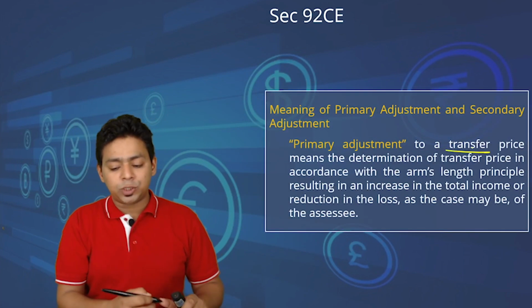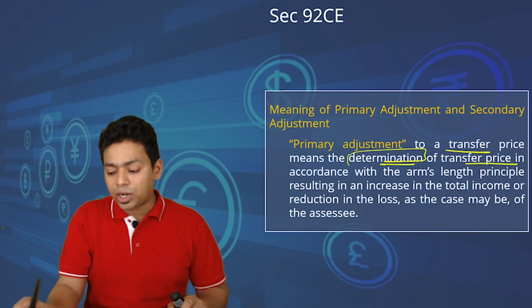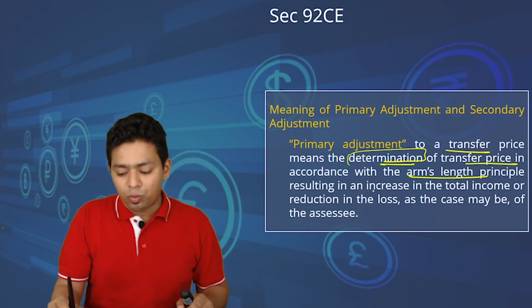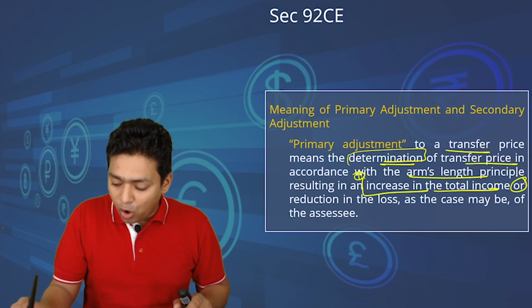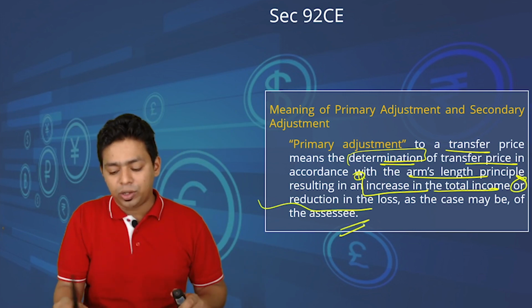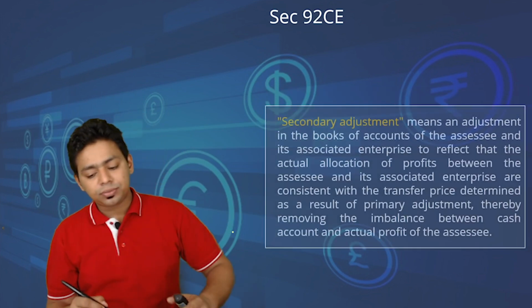Primary adjustment to the transfer price means the determination of transfer price in accordance with the arm's length principle, resulting in what should happen? An increase in total income, this is the first possibility, or a reduction in loss, not vice versa, as the case may be in the case of the assessee. That means a positive impact on tax collection.